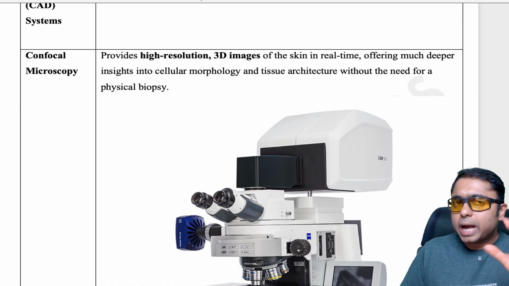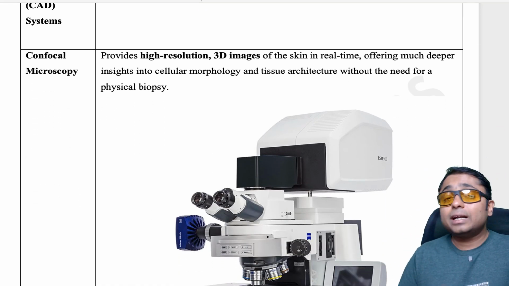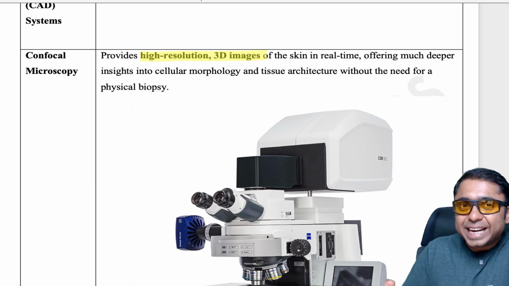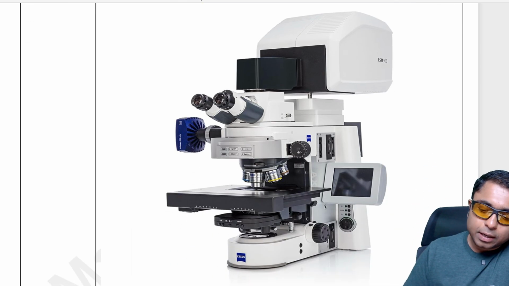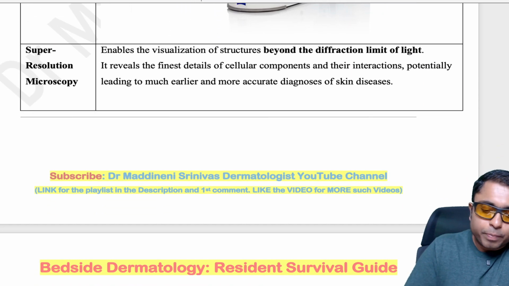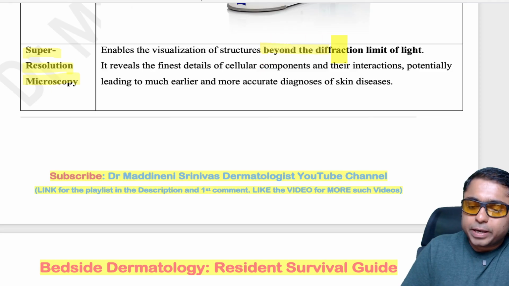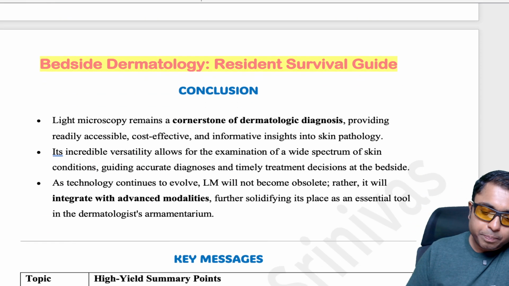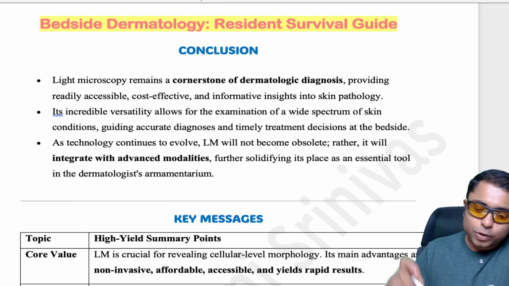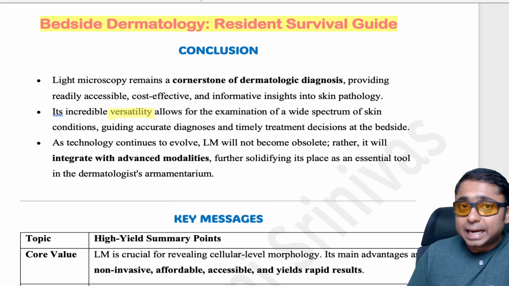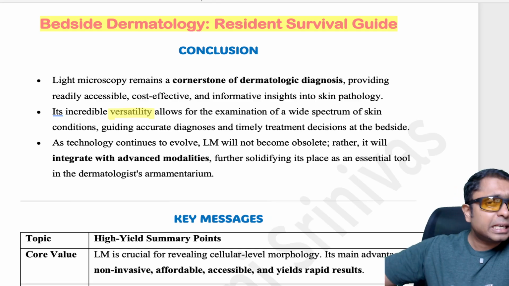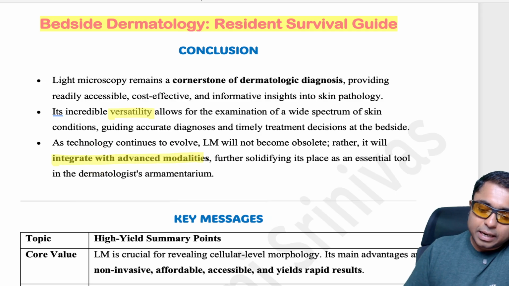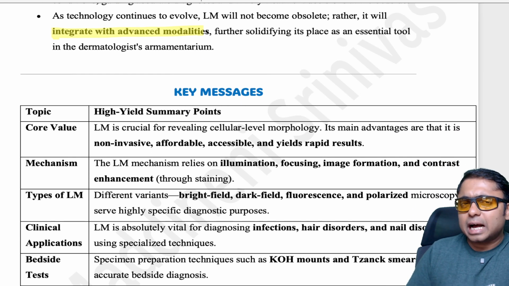And confocal microscopy, again a very important topic, a separate question by itself, where we are going to see high resolution, HD 3D images of whatever we want to look at. So we are going to discuss this in a separate video. And super resolution microscopy, beyond the diffraction limit of light, we can go with these types of advanced light microscopes. So to conclude, this is a cornerstone for diagnosis, and it is incredible for the versatility it allows in diagnosing various skin conditions and also nail disorders and hair disorders. And yeah, we can integrate it with various other advancements.